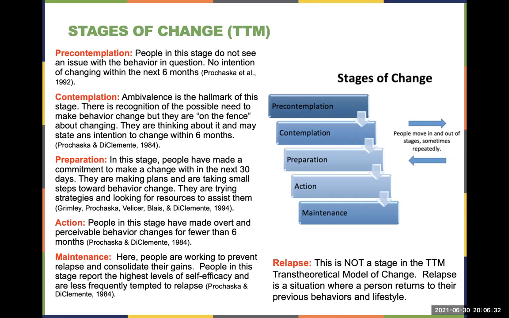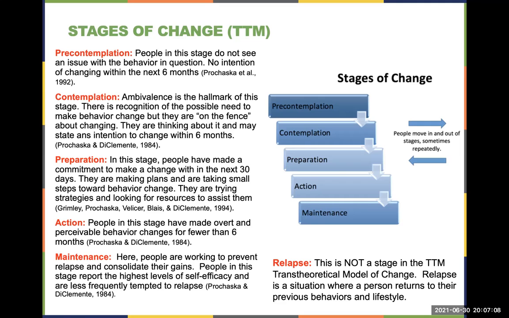And there are five stages. So the first stage is pre-contemplation. People who are in the pre-contemplation stage of change do not see an issue with the behavior in question. Where I work, we actually deal with several behaviors. It's not just the substance use disorder, it's also criminal behavior. So they don't see an issue with their criminal behavior. They don't see an issue with their substance using behavior. That's a person who is pre-contemplative.